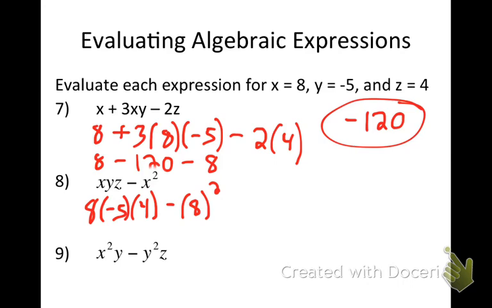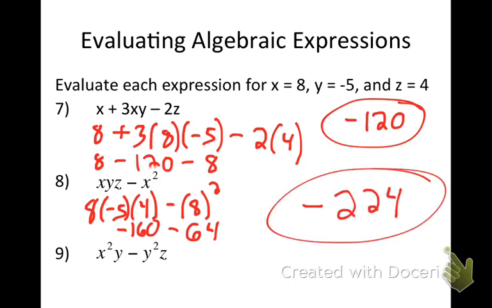So 8 times -5 times 4 gets me, oh, it'd be -40. -40 times 4 is -160. Yeah. Minus 8 squared is 64. So I have -160 minus 64, which gets me an answer of -224.